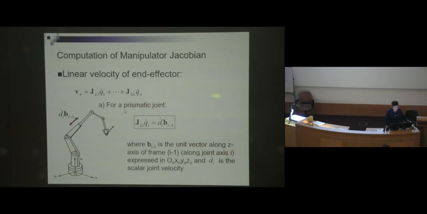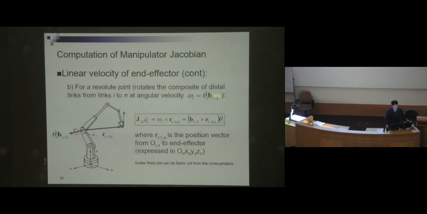If the joint is a prismatic joint, J Li qi dot will be equal to di dot b i minus 1. The b i minus 1 is the unit vector along the z axis of the frame, meaning it is along the joint axis i, expressed with respect to the original frame. The di dot is the scalar joint velocity. You can visualize it in this manner: if this happens to be a prismatic joint, it will cause a motion in this manner. With that you have the definition for your J Li.